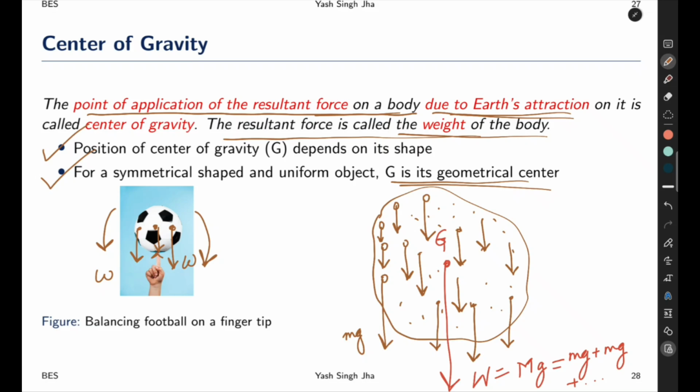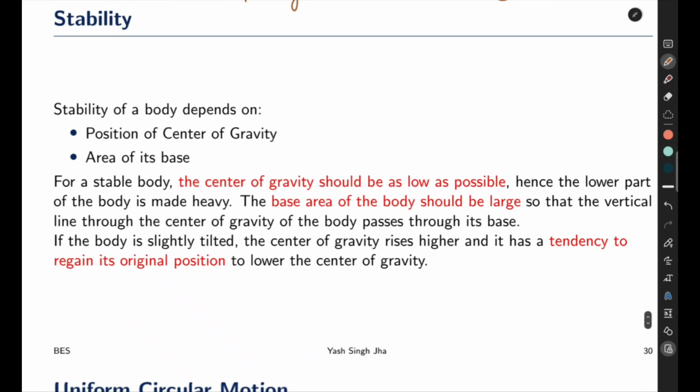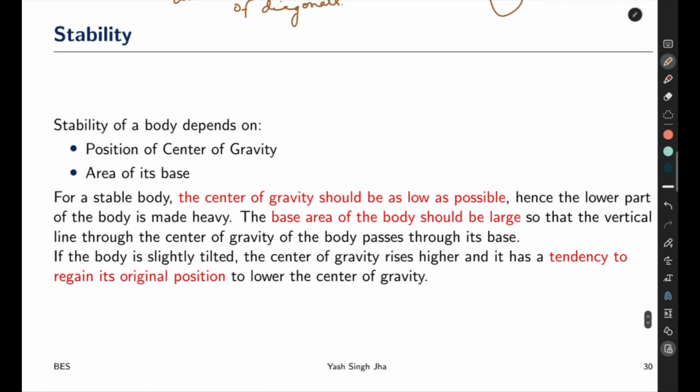But if this finger is kept either left or right of the center of gravity, a torque will be generated and the football will topple. So this concept can be used to make objects around us more stable. As I said, physics is a study of why things happen. So if you want to know what makes one thing more stable than the other, you should know the concept of center of gravity. Stability depends upon, number one, the position of the center of gravity, and number two, the area of its base.